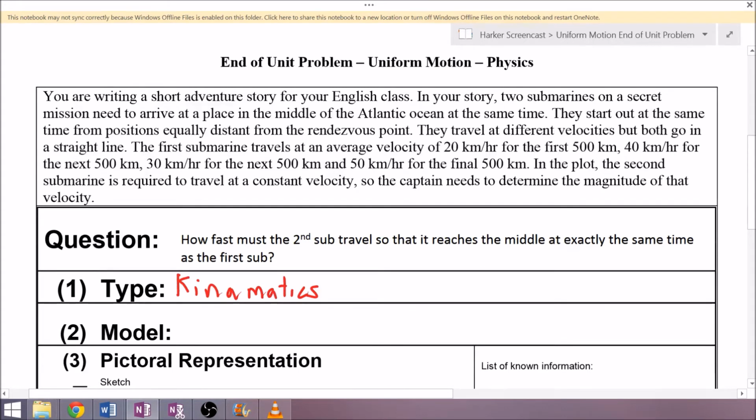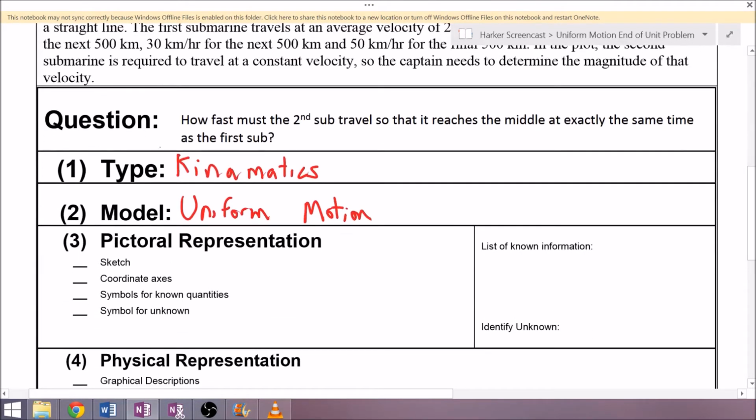This one is a little tricky because there are different velocities that the subs travel at in this problem, but they don't speed up or slow down. So they just travel at one specific velocity, say 30 kilometers per hour for a time, and then we're assuming that they instantaneously change to 20 kilometers per hour. And so in this case, it makes more sense to say this is a uniform motion type question.